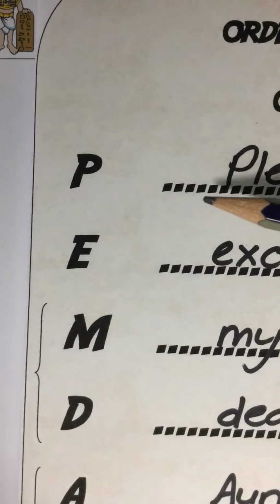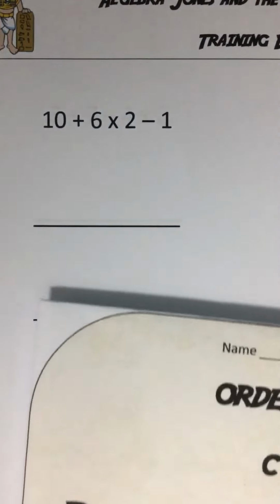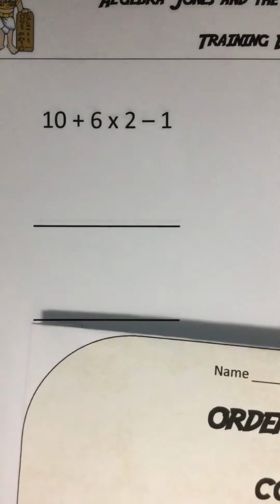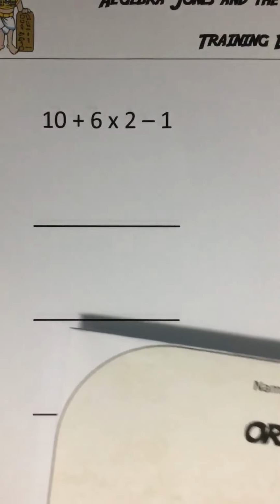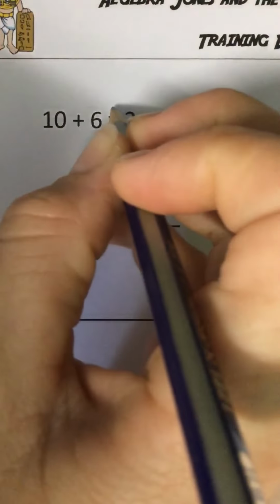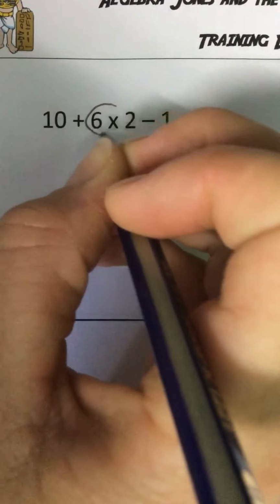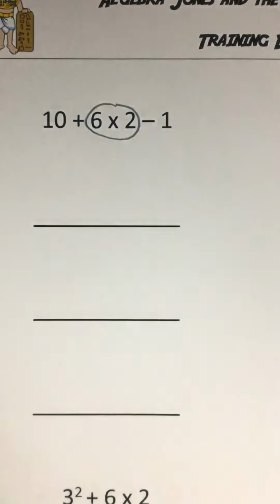So the first one is parentheses, and you'll see that there are no parentheses in this equation, so we'll move on to the next one, which is exponents. Again, there are no exponents in this equation, so we're okay to move on to the next one, which is multiplication and division. And we'll see that we have a multiplication operation there, so we're going to start with that. What we're going to do, and I'll get you to do it as well, is pop a circle around 6 multiplied by 2, just so we can see which operation we'll be working on.